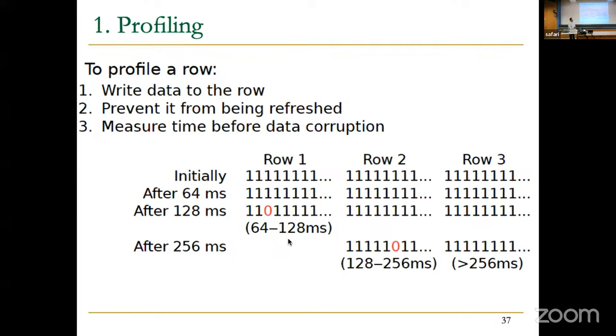So this doesn't give us really accurate information, but it is accurate enough for us to say that, okay, we can refresh this row every 64 milliseconds and it will work. And for these rows, for example, you don't observe any bit flips. So what you need to do, you need to close them again, wait for 256 milliseconds, and then try reading it. And then you see a bit flip here, right?